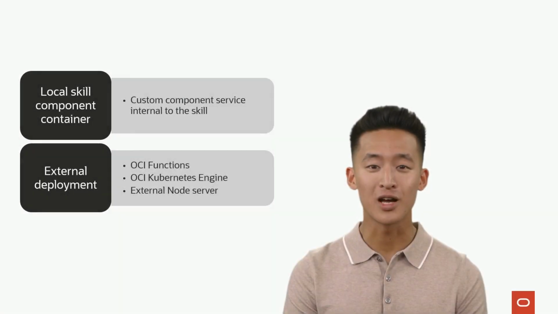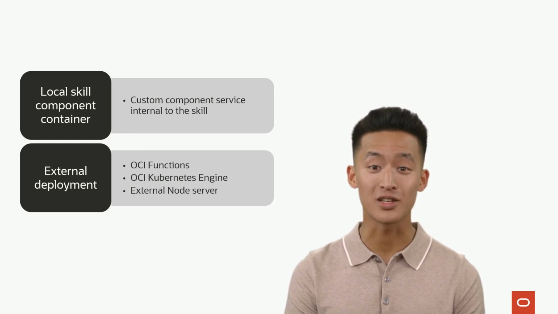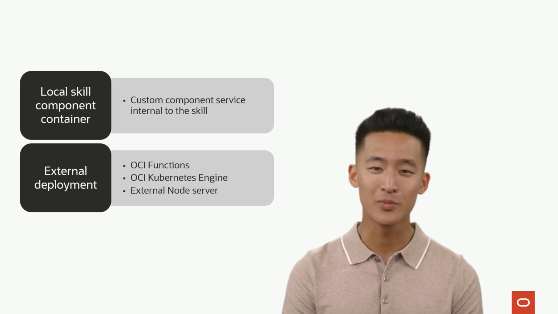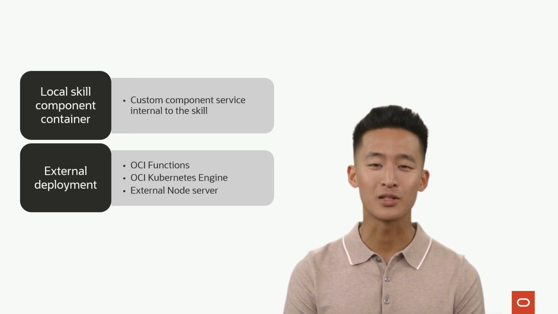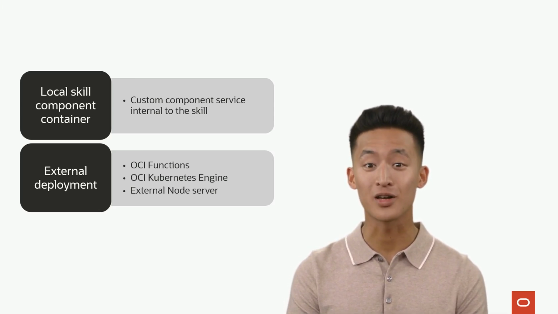When it comes to deployment options, we have several. The local scale component container is an efficient deployment option that allows for hosting custom components within the skill itself. This approach eliminates the need for external dependencies and provides a lightweight solution for developing, testing, and deploying custom components.